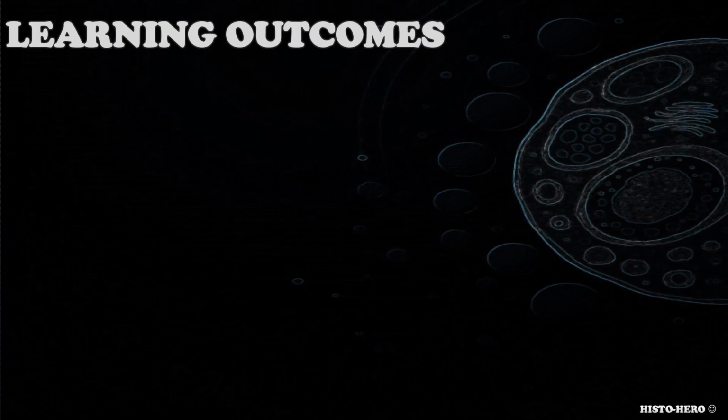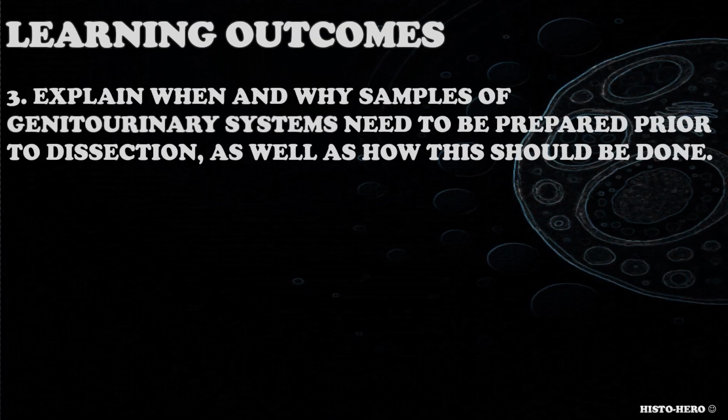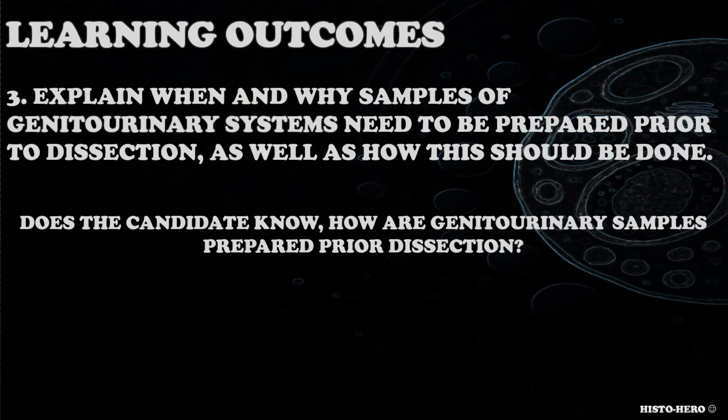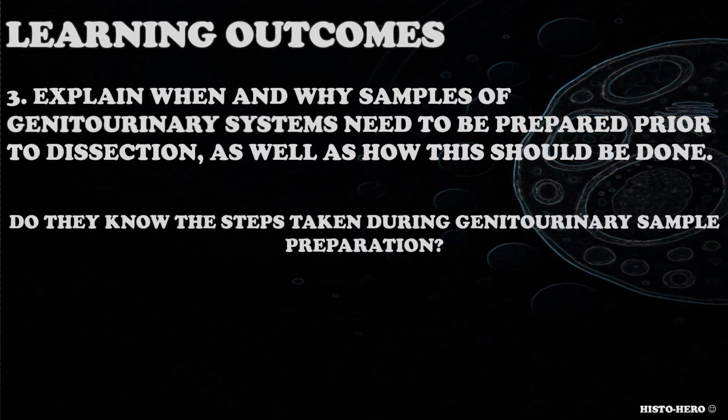The third learning outcome is, explain when and why samples of genitourinary systems need to be prepared prior to dissection, as well as how this should be done. Candidate needs to explain when and why are genitourinary samples prepared prior to dissection. Does the candidate know how genitourinary samples are prepared prior to dissection? Do they know the steps taken during genitourinary sample preparation?